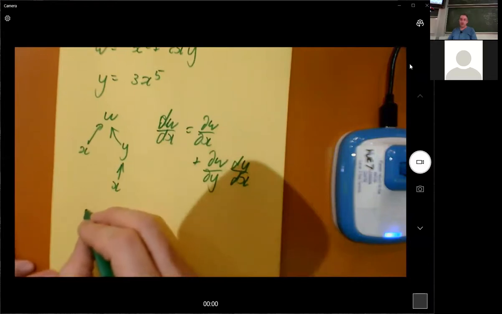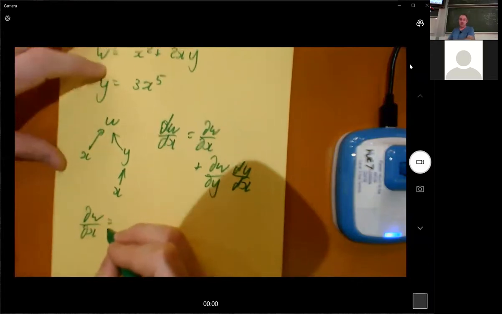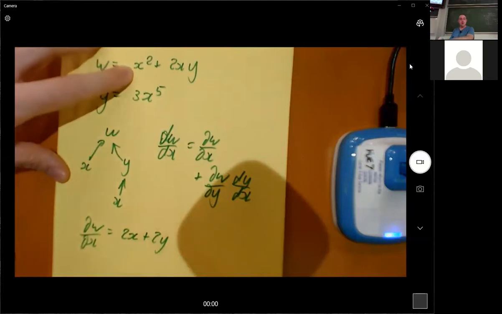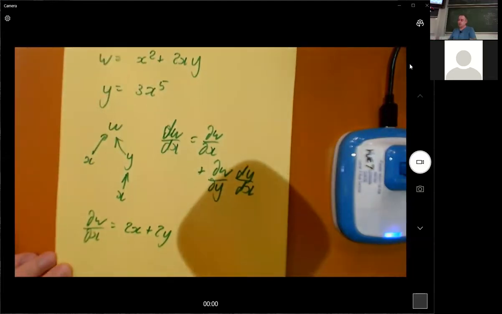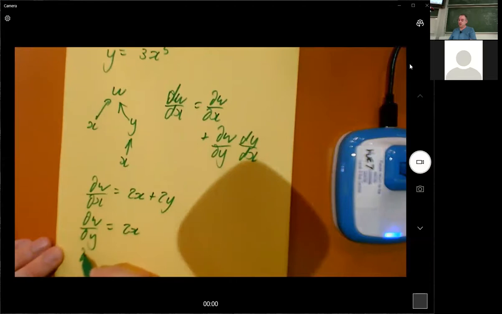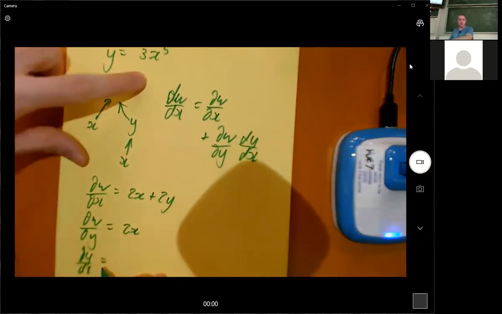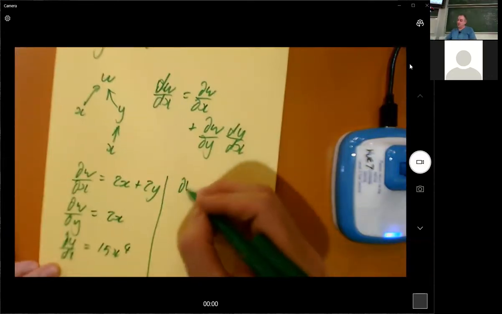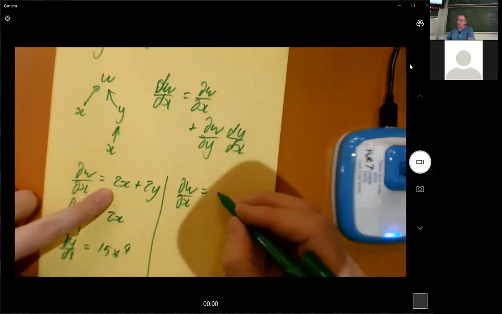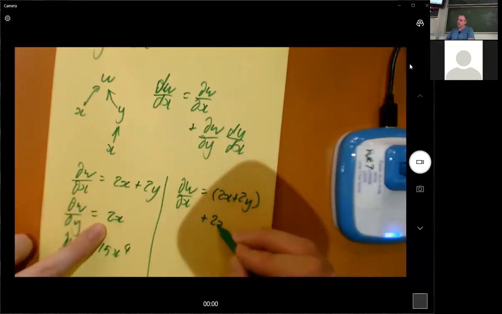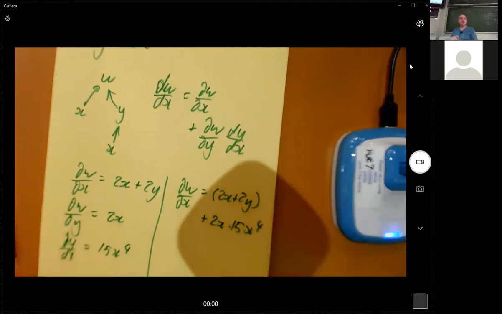Yeah. So let's just see, dW on dx is 2x plus 2y, keeping the y's as constant. Yep. And dW on dy is 2x, and dy on dx is 15x to the 4. And so that means that dW on dx would be 2x plus 2y plus 2x times 15x to the 4. And if you really wanted to, you could sub in the y if you wanted.